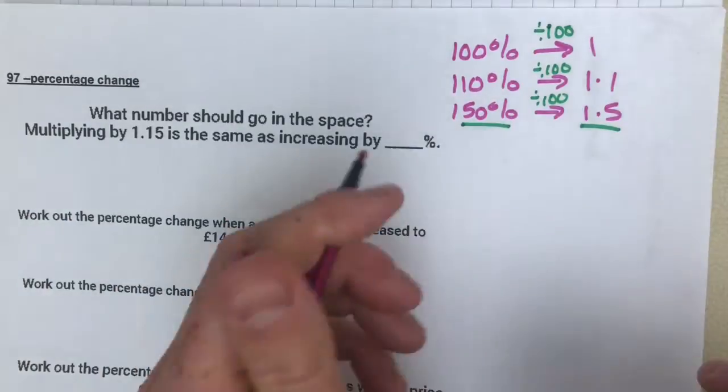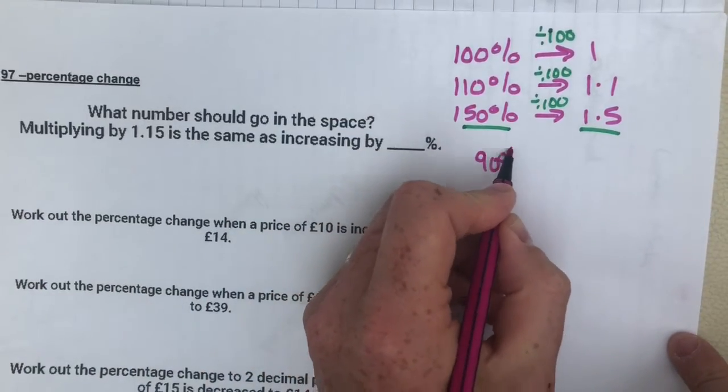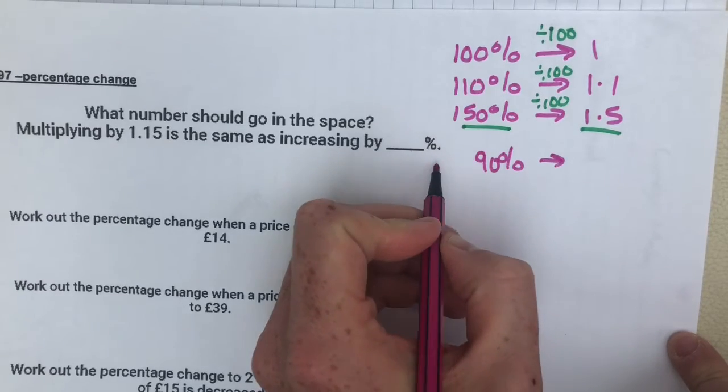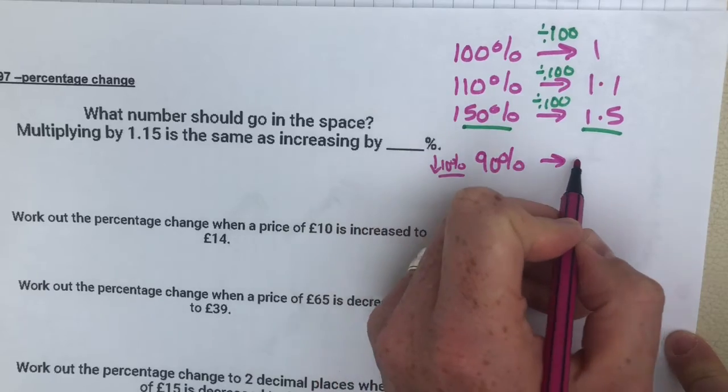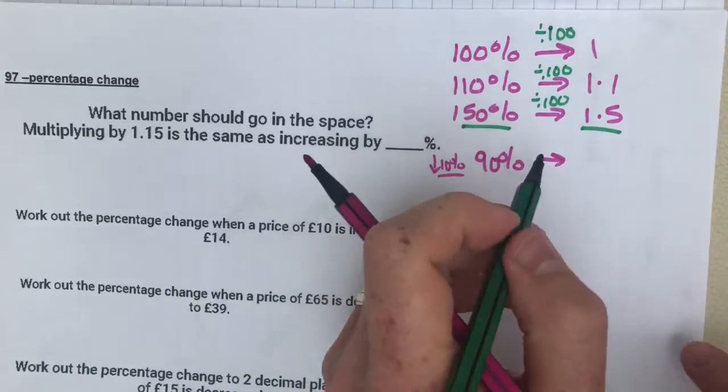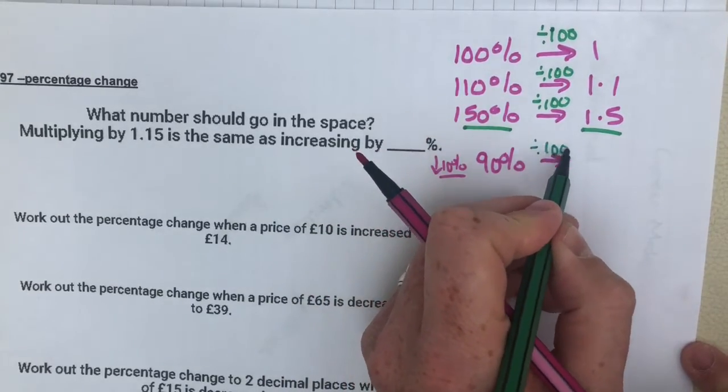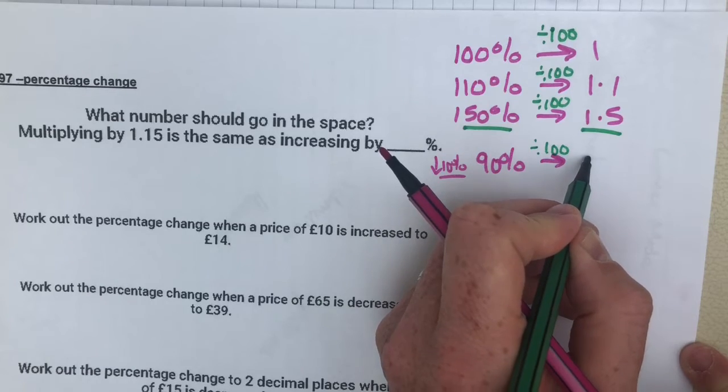So what about decrease then? If I wanted a decrease of 10%, following the same pattern, I'd have 90% left. Divide by 100, which would be 0.9.